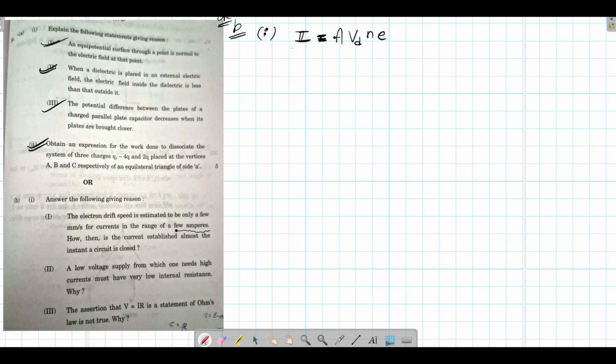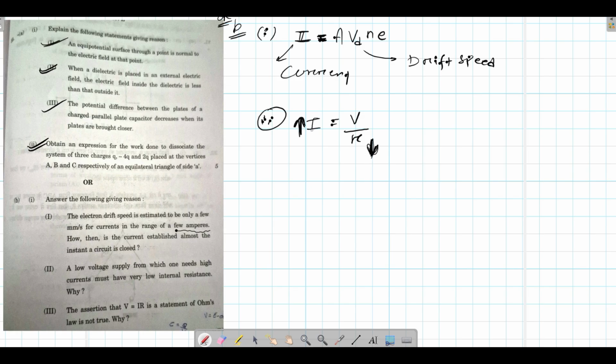In the second case, a low voltage supply from which one needs high current must have very low internal resistance. I equals V divided by R. So if one needs high current, internal resistance reduces.